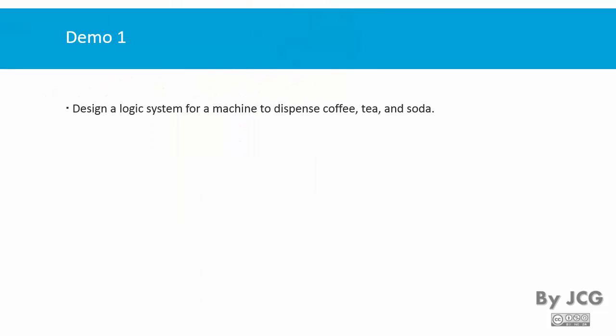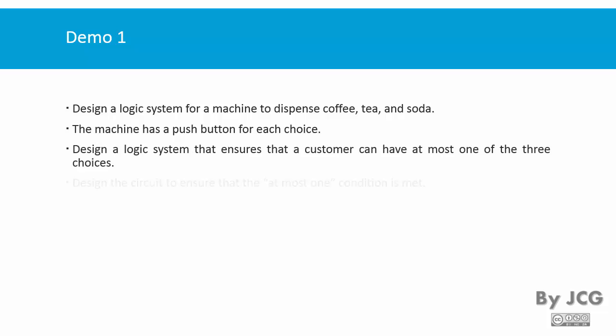Let's suppose you're asked to design a logic system for a machine to dispense coffee, tea, or soda. The machine has different push buttons: one push button for coffee, one for tea, and one for soda. You need to design a logic system that ensures that the customer can have at most one of these three choices.